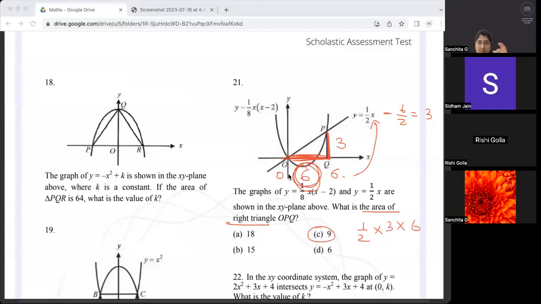So only 3 things. I keep on repeating it: x-intercept, y-intercept, point of intersection. You are good to go. Any intersection questions, parabola and lines, you can solve it. You should write it down.